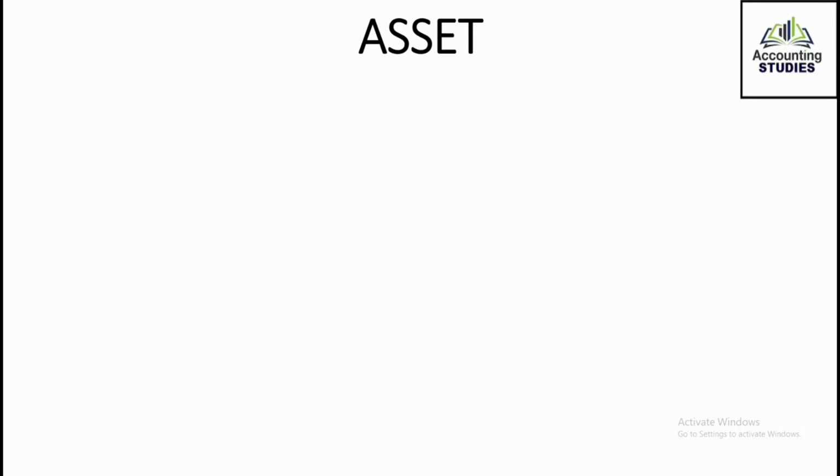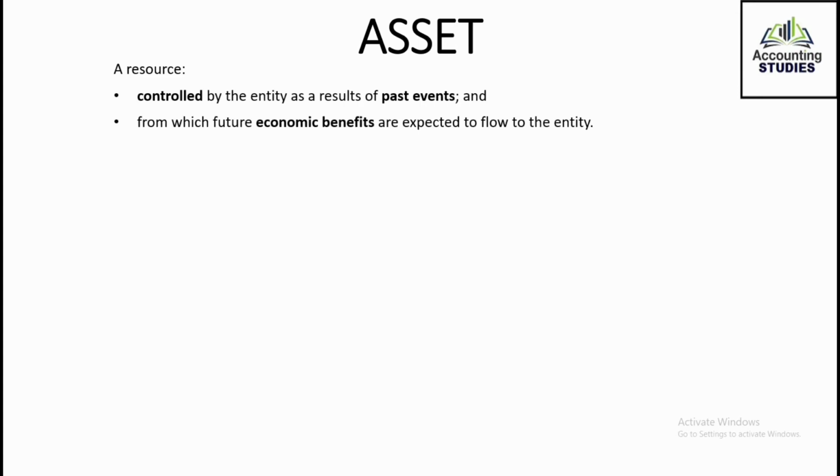Today we will be discussing the definition of an asset: a resource controlled by the entity as a result of past events and from which future economic benefits are expected to flow to the entity. The definition of an asset comprises two main components. The first one is past events and the second one is future economic benefits.